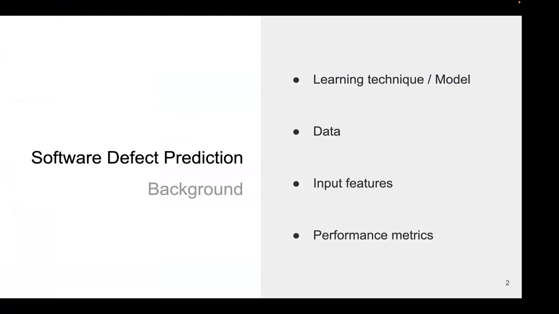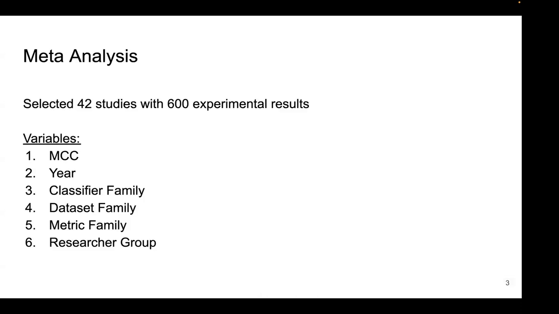So they mostly focus on four different areas here. When looking at each of these studies, they are looking at the learning method or the model being used, the data that was used to both train and test the model, the input features that they used from the data, and the performance metrics that were used to evaluate the models. And they conduct a meta-analysis on all of this data collected.